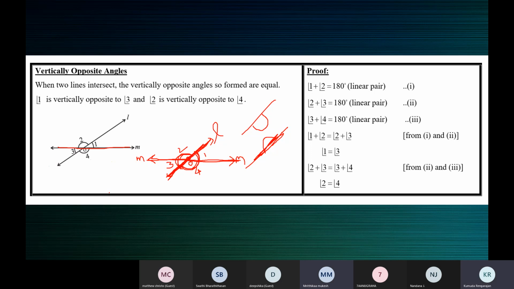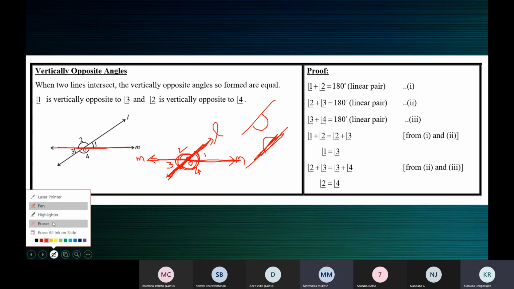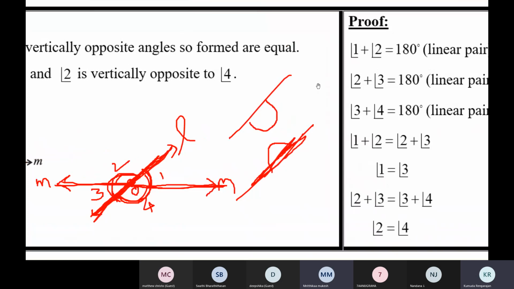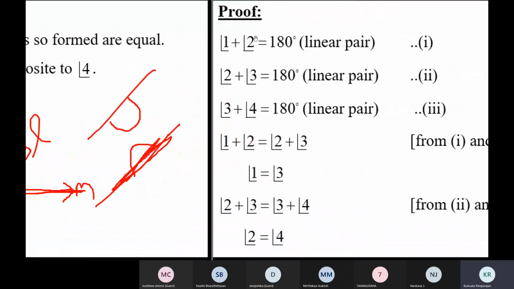Yes, ma'am. I'm confused in angle 2 is equal to angle 4. Can you please explain once again? Do you understand why we should equate angle 1 plus angle 2 and angle 2 plus angle 3? Is that fine? No, let me say 1 minute. Let me just try again.